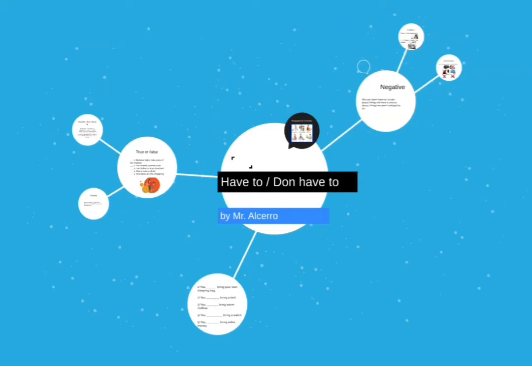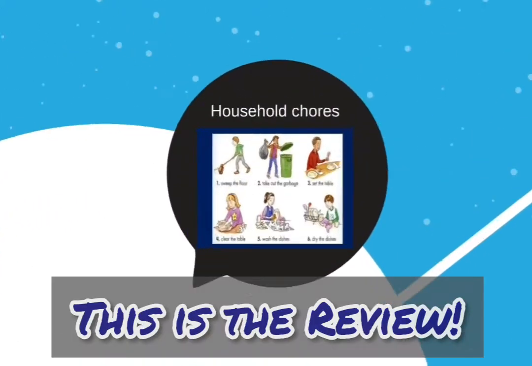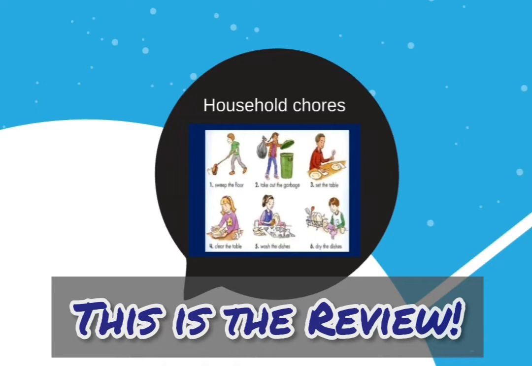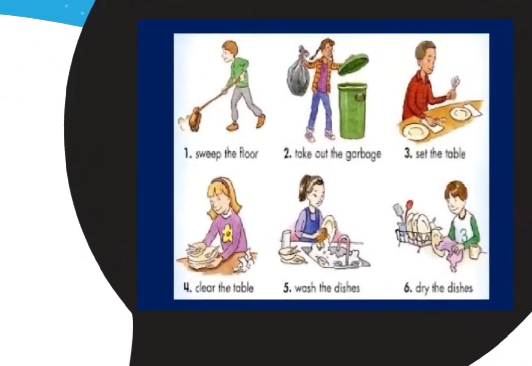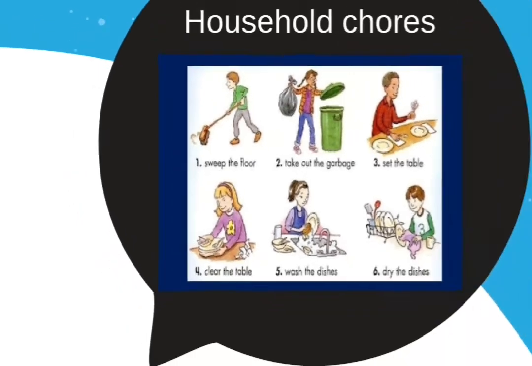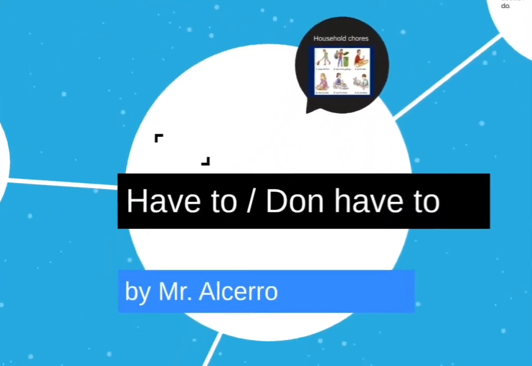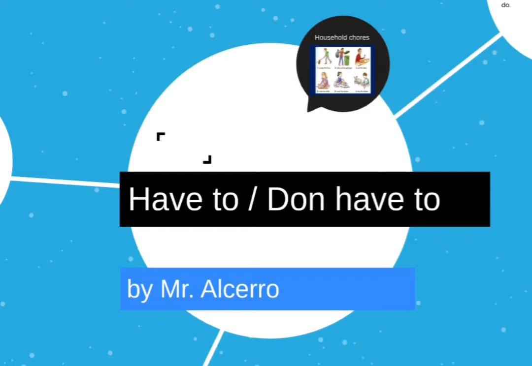In humanities, we are going to start this moment with the review. First, we have this vocabulary: household chores. Sweep the floor, take out the garbage, set the table, clear the table, wash the dishes, dry the dishes. We are going to study have to plus don't have to.